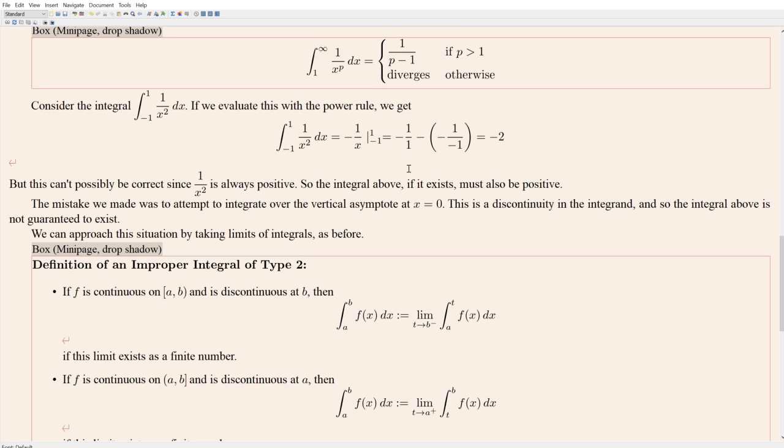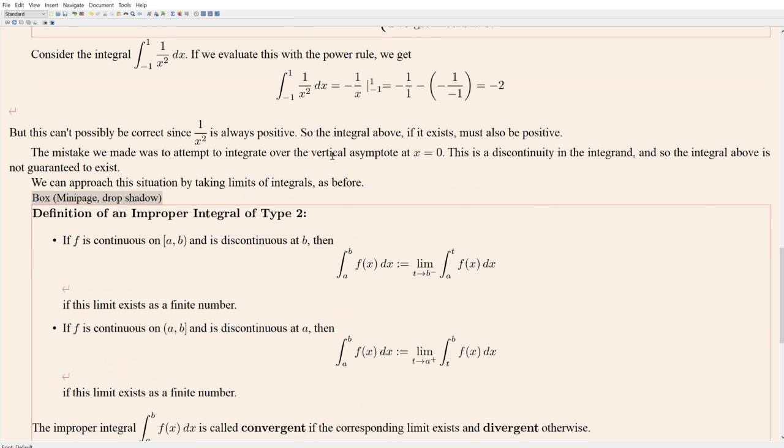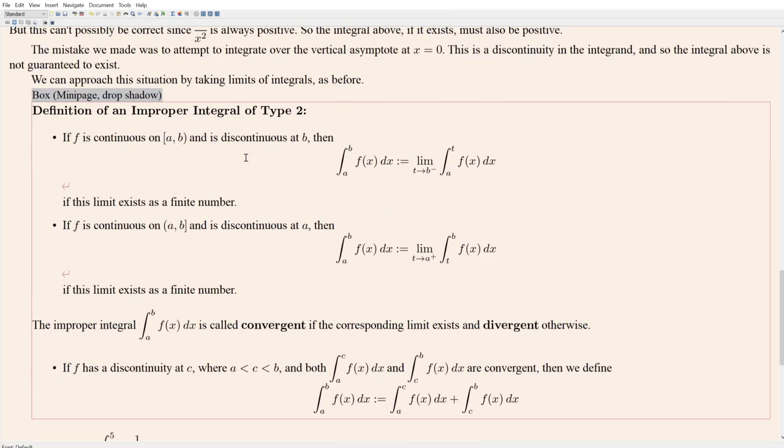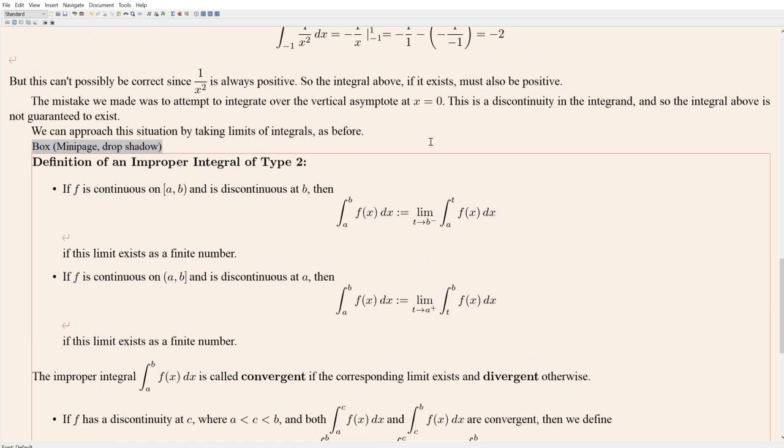So what we've done here just isn't valid. We cannot integrate over asymptotes. So that was the problem. So what do we do? Well, we can do pretty much the exact same strategy that we did before.